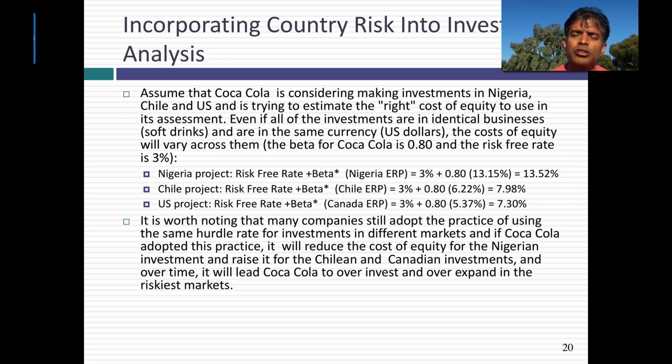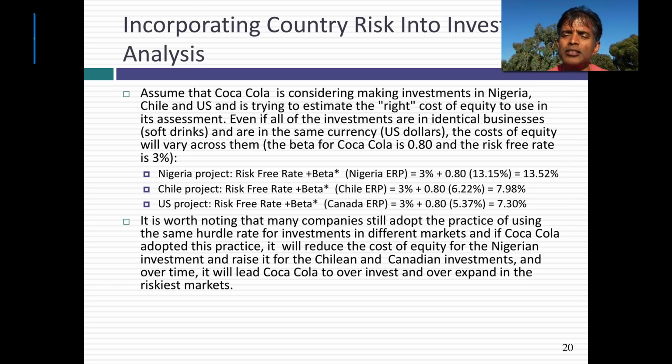For Nigeria, my risk premium is 13.15%. Why? Because Nigeria is a low rating and a high risk premium. Chile is a much safer country. The risk premium is 6.22%. And for the US, I use the US equity risk premium. It says Canada there, but it's the US of 5.37%. My cost of equity that I use in capital budgeting varies depending on what part of the world I invest in: 13.5% in Nigeria, down to 7.3% in the US.